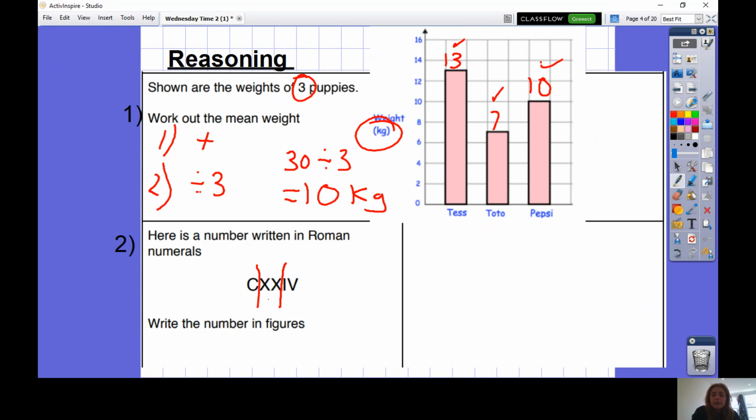Okay, C, coming from the word century, means 100. X we know is 10, so that's XX, making 20. And 1 before 5, IV, 1 before 5 is 4. Put that all together, that's 124. Well done if you got your Roman numeral question correct as well.